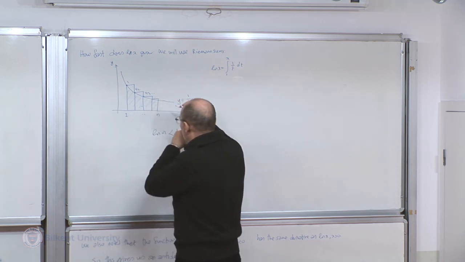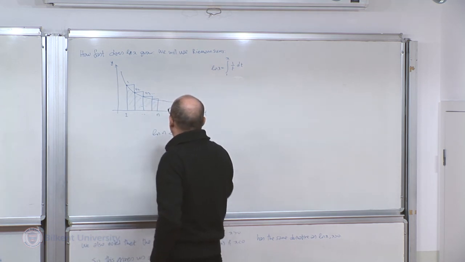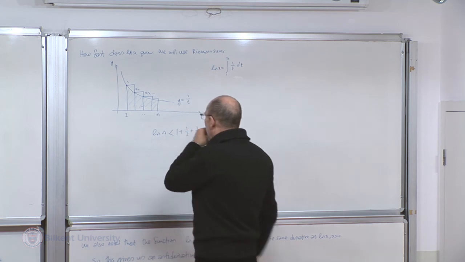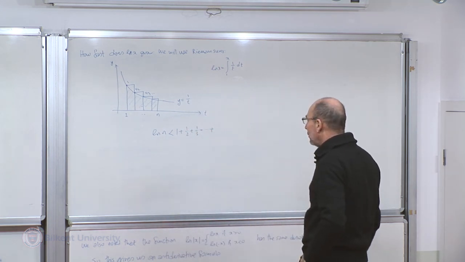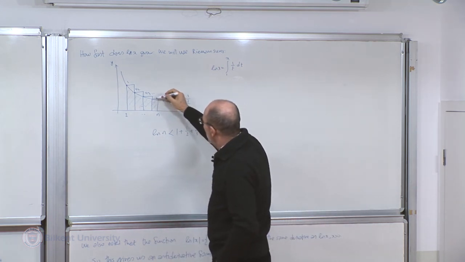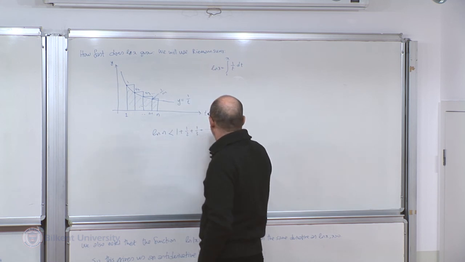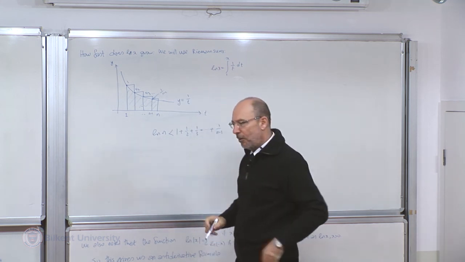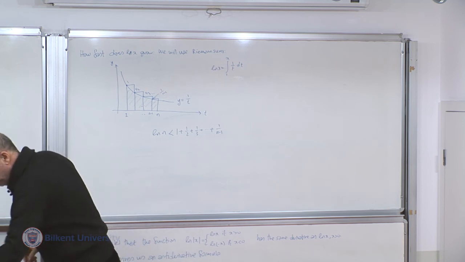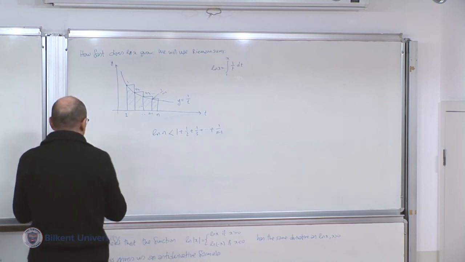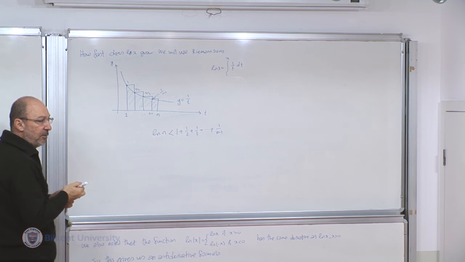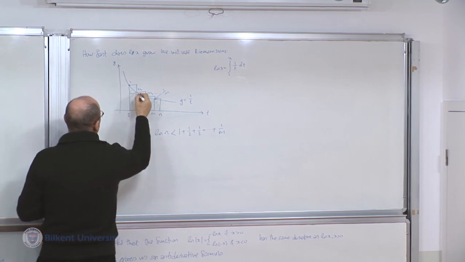And what is the area of this? This one is n minus 1, so this point is 1 over n minus 1. Let's use black color now to draw the lower Riemann sums. So these are now the lower Riemann sums.